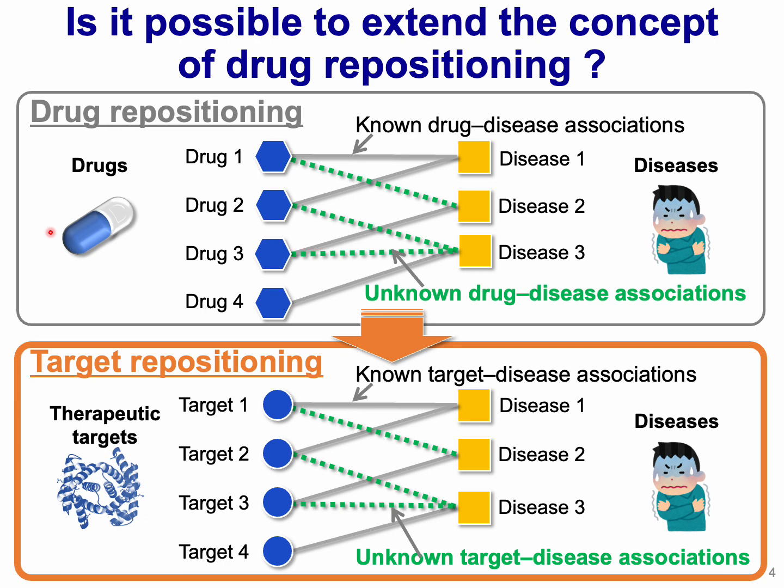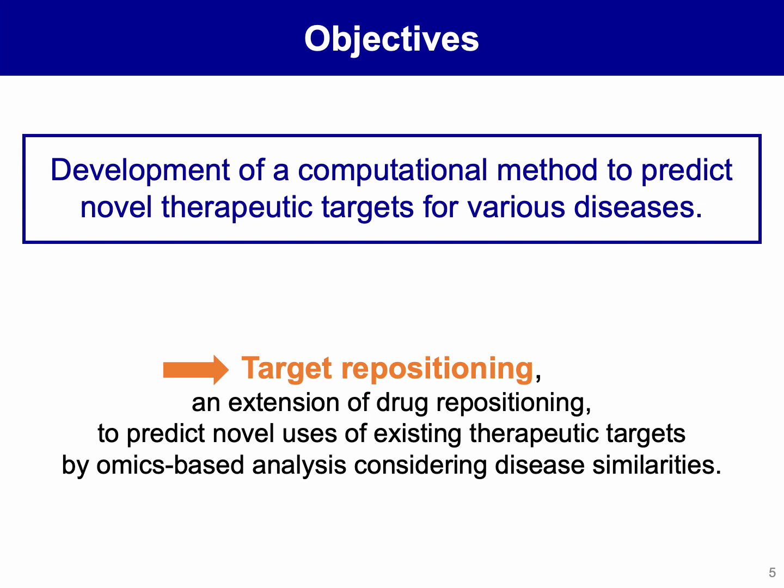For the prediction of therapeutic drugs, drug repositioning is popular. Drug repositioning identifies new indications for known drugs. We propose the extension of the concept of drug repositioning to target repositioning. The bottom figure implies that target proteins have the potential targetability for different diseases than the original diseases. Target repositioning predicts new indications of known therapeutic targets.